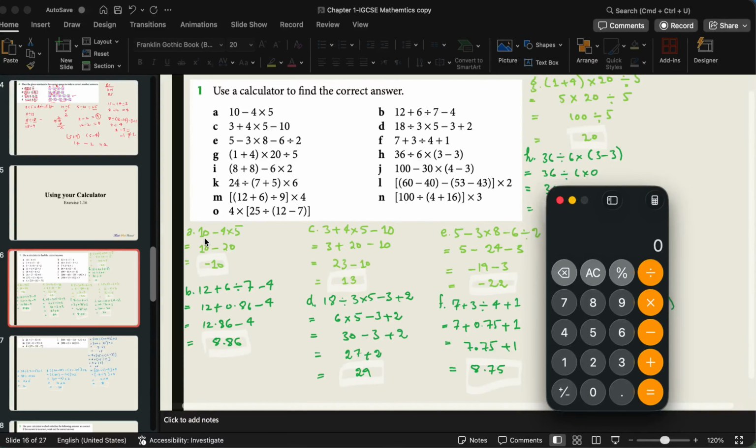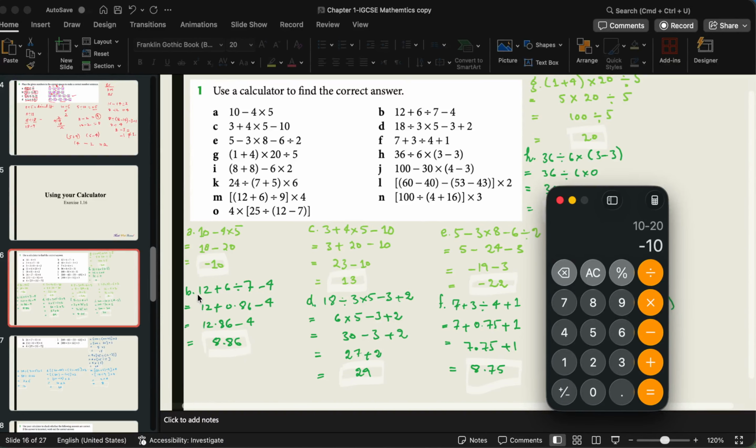The very first question that we have is an expression which states 10 minus 4 multiplied by 5. So multiplication comes first before subtraction. So 4 multiplied by 5 is equal to 20. Doing this, our expression becomes 10 minus 20. We are subtracting a bigger value from a smaller one, so we will get a negative answer, and as a result we get minus 10. That is the answer.